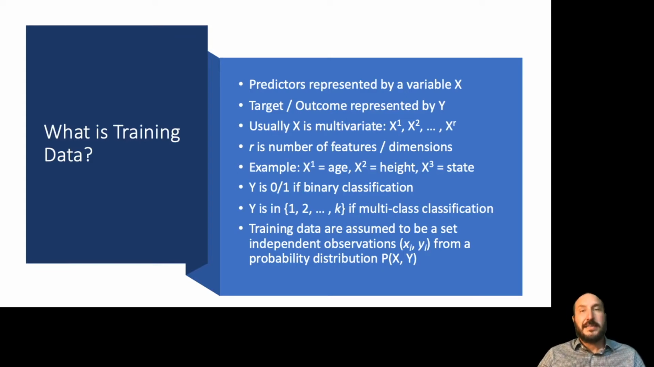Now, Y is typically simpler. It's just one column. And we're going to use 0 or 1 if it's a binary classification problem. And typically, we'll use the integers 1 through k if it's multi-class classification. In some cases, we might use 0 up to k minus 1. And the key point is that the training data are assumed to be a set of independent observations from a probability distribution P of X and Y.